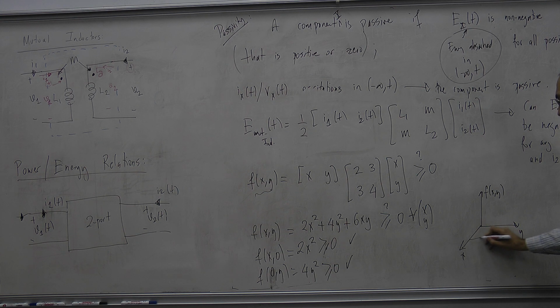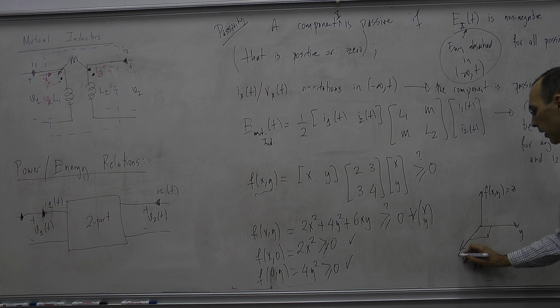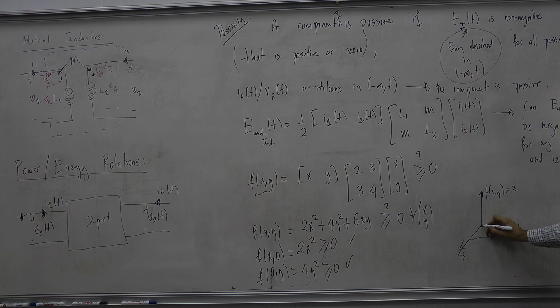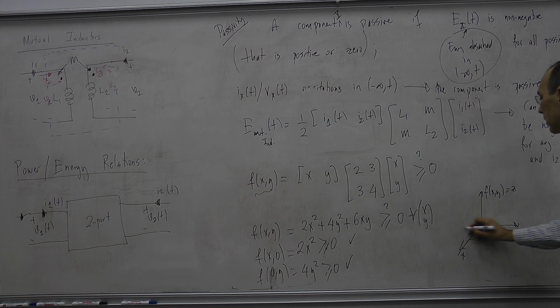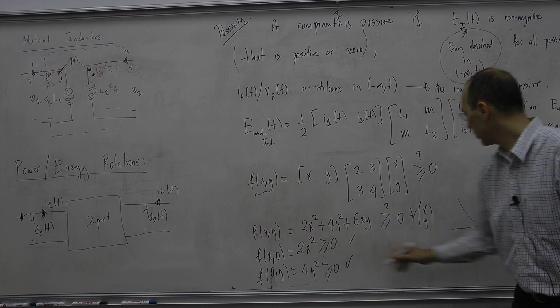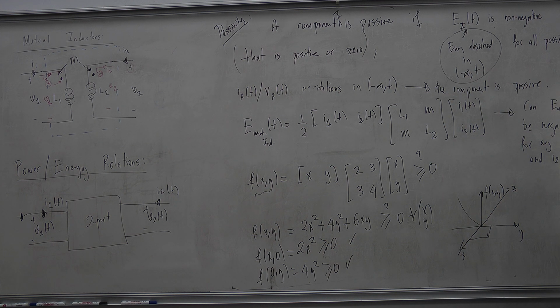So now the question is, given an x, y point, is it above this? This is z. It should be above according to this, if it is positive. So given this, how can I check this for all possible points? Right now I have checked the x-axis and the y-axis. So what did I see? Over the y-axis, I see 4y squared kind of behavior. Over the x-axis, I have 2x squared kind of behavior, and so on.